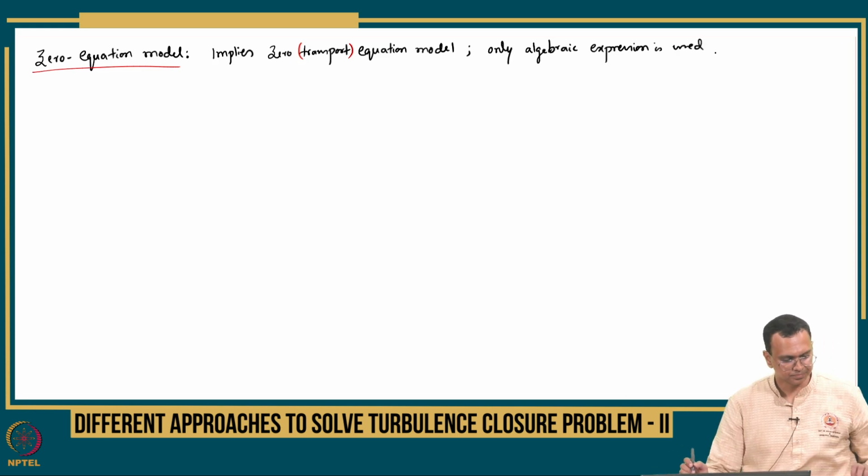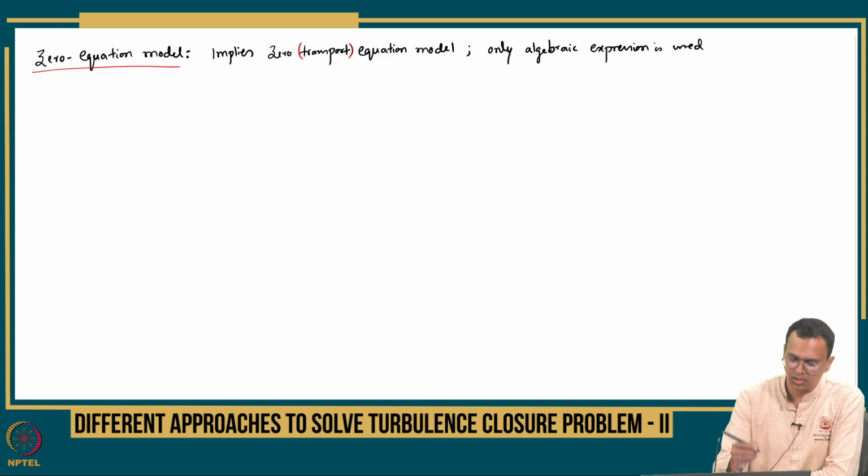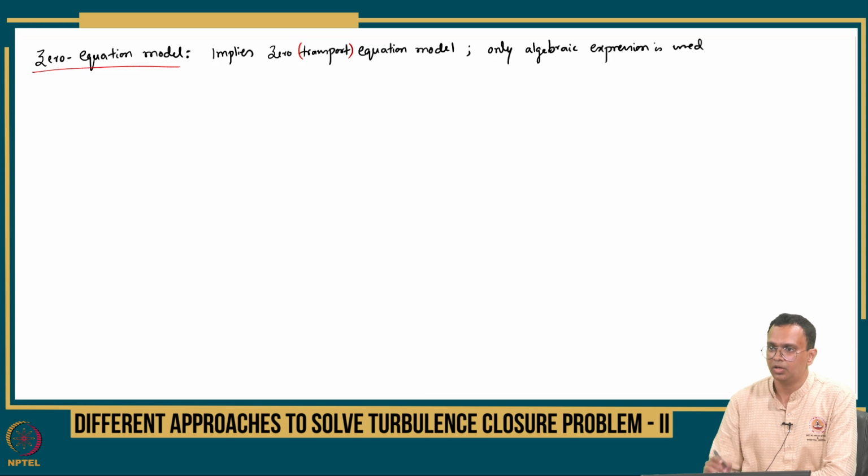There are many models under this category of zero equation. As I mentioned in the course outline in the beginning, I will not discuss every model that is present in the literature. I will only give you one particular model under each class. Let's say for zero equation, I will discuss one particular model, then go to one equation model, two equation model, like that. I will give one example and tell you how this model is built. There are many popular models here.